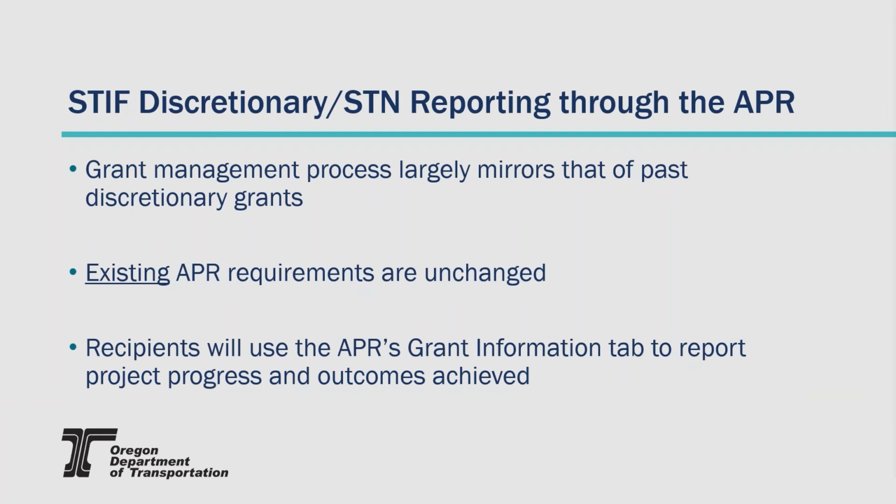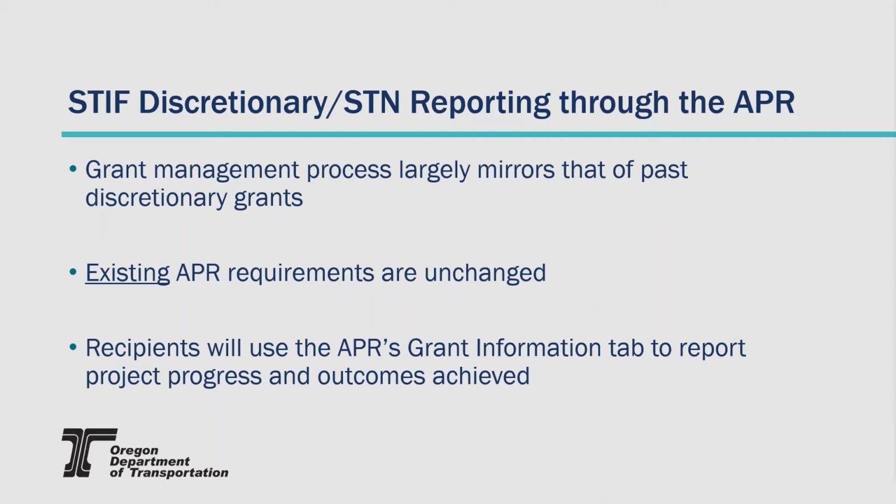The STIF discretionary and STN reporting largely mirrors that of past discretionary grants that the recipients on the line today likely have participated in. It is reimbursement based, and the reimbursement requests for these funds are only accepted following the submittal of a quarterly APR, with the exception of vehicle purchases, which may be submitted in advance of the quarterly APR. Our goal with formulating this reporting process was really to keep it as streamlined and simplified as possible. We wanted to reduce the burden to the recipients and make reporting easy, particularly given the burden that you have had with coming up to speed with the formula reporting requirements.